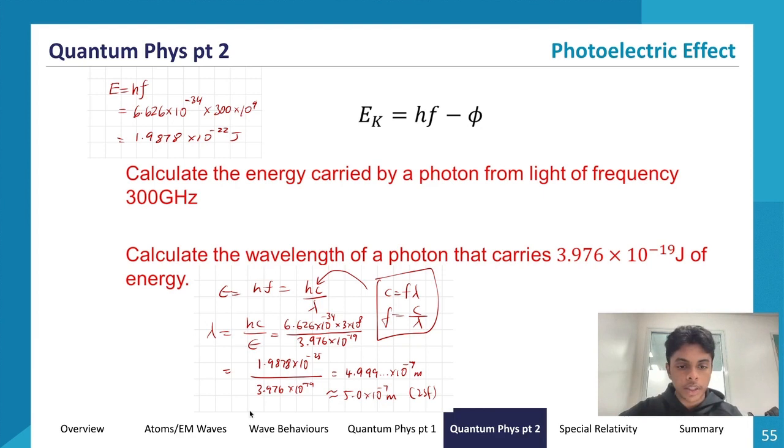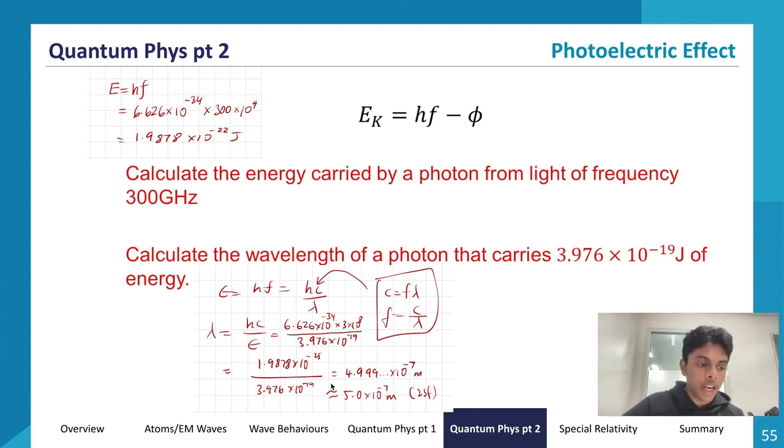So lambda is equal to hc on E, which is equal to 6.626 times 10 to the power of negative 34 times 3 times 10 to the power of 8, following the speed of light, over the amount of energy, so 3.976 times 10 to the power of negative 19. And this simplified is equal to 4.999 times 10 to the power of negative 9, which is approximately equal to 500 nanometers. So yeah, that is how we would calculate it.